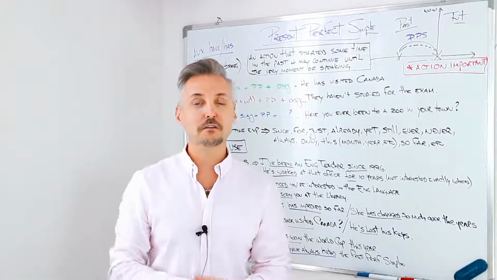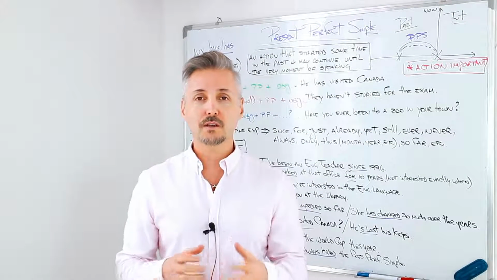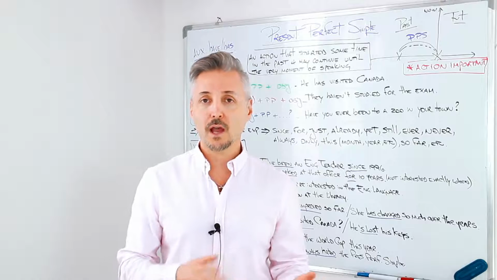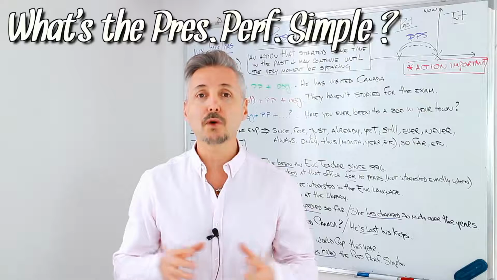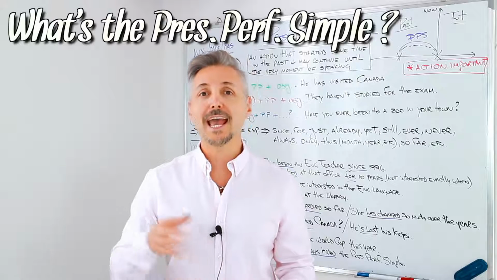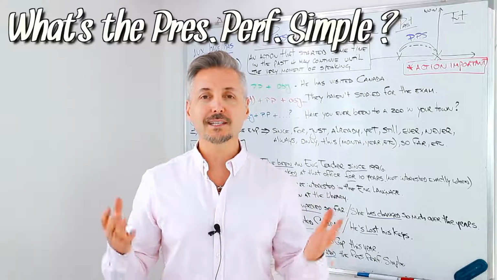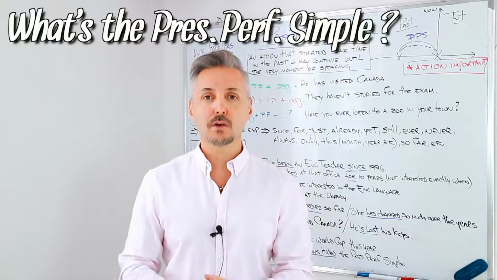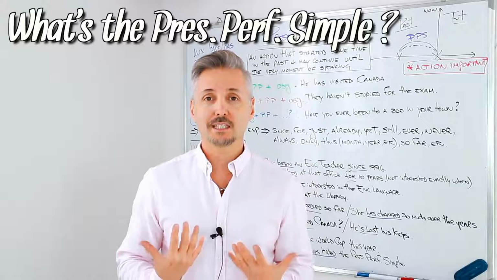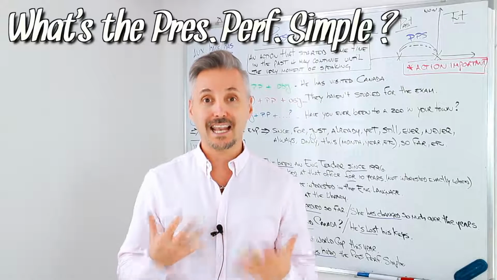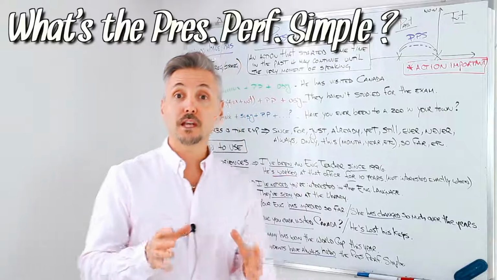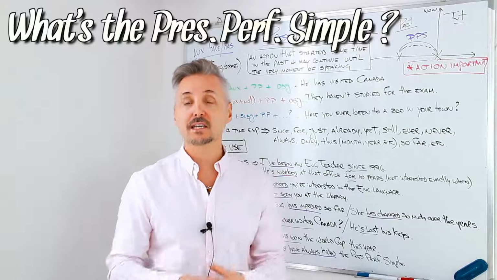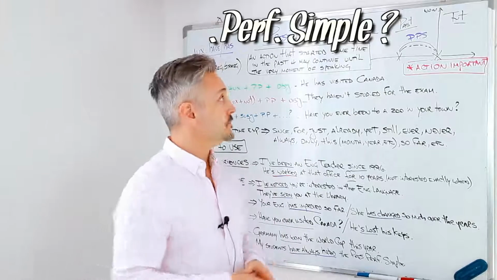Finally, the present perfect simple. Some students confuse it with the past or with the present. The present perfect simple can be both, a past and a present. And I always say that the present perfect simple belongs to us. It's a tense that is alive, very much alive. And we use the auxiliary to have, or has in the third person singular.